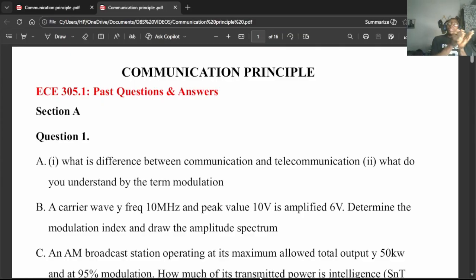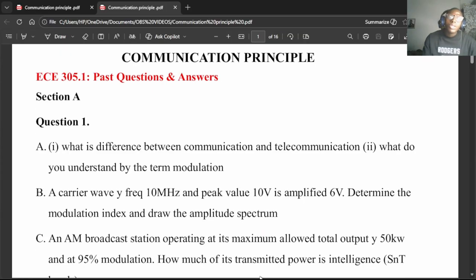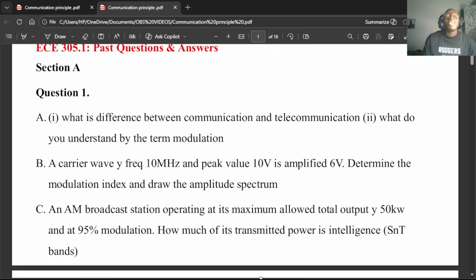Now the questions are basically two sets. You have your section A and you have your section B. In each section you'll be asked to answer a maximum of 2 or 3, depending on the bulkiness of your question. Am I communicating? Now for your section A, you simply have question 1, question 2, and question 3. Now let's talk about the first question which we have here.